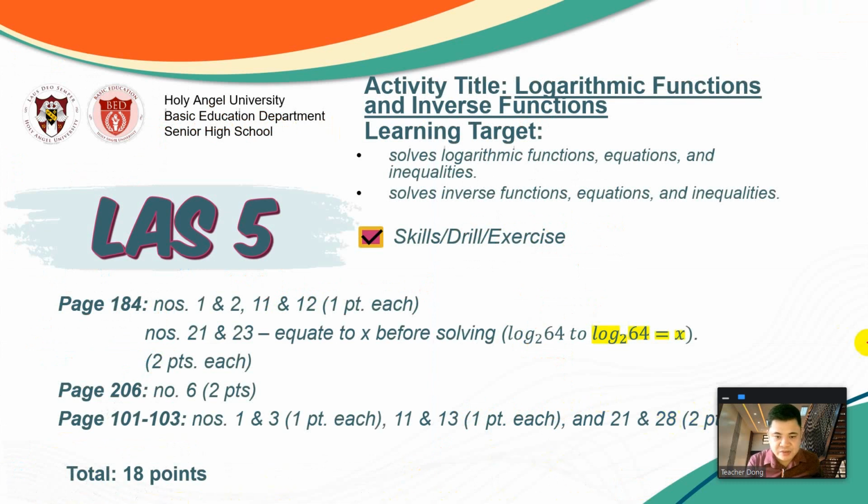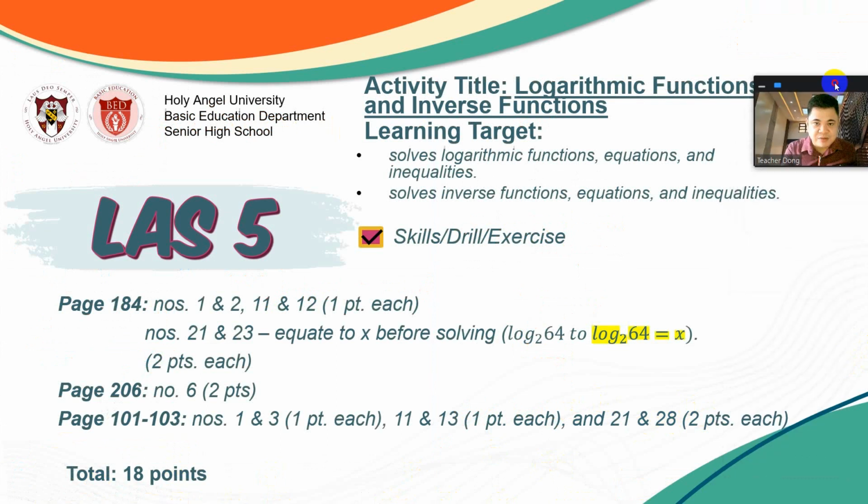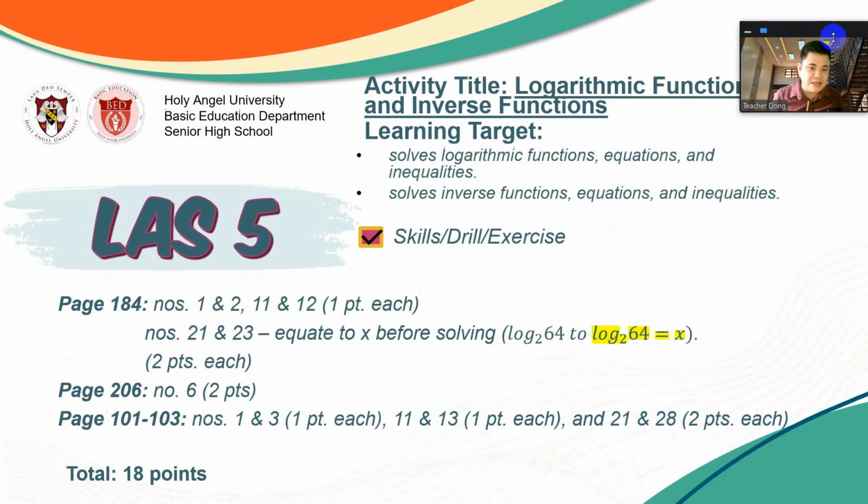I have a special instruction here. Please check when the deadline is for submission. For numbers 21 to 23, there's a special instruction that you have to equate to x first before you can solve for the value of x. And then if you get all of these correct, you will get 18 points.